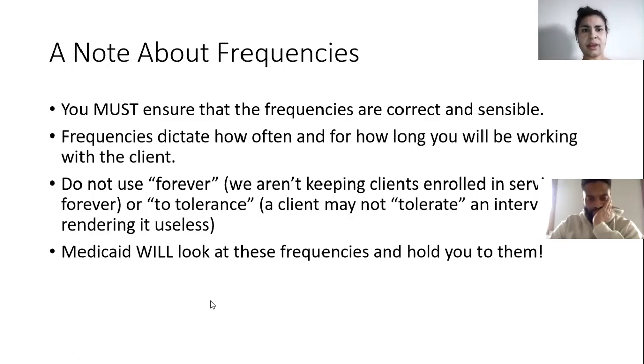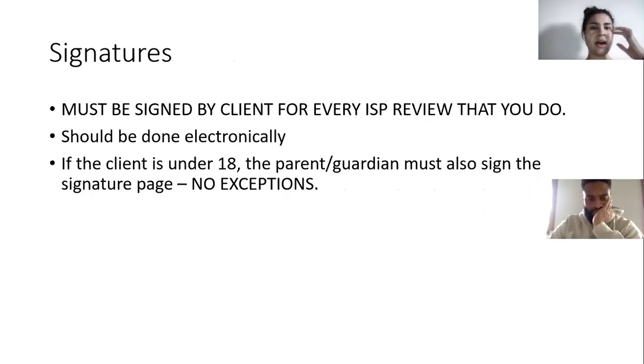Okay. And then, so signatures. You need to have a signature for every treatment plan that you do. It should be done electronically. I will show you how to do that in the treatment planner. I did see a few treatment plans where it looked like there was a treatment plan update, but for some reason, it was just updated for a signature, and you don't need to do that. If the client is under 18, the parent or guardian also needs to sign that, like no exceptions.